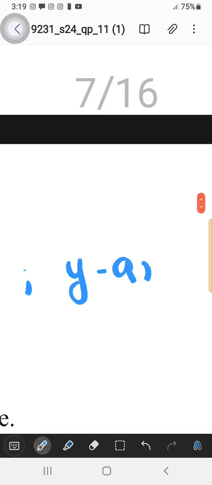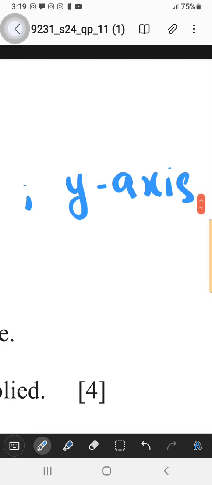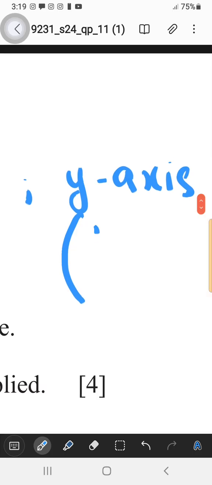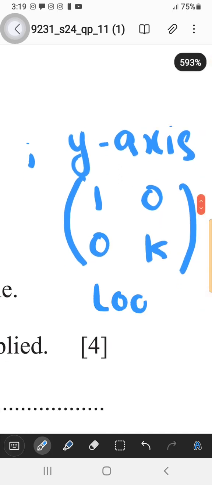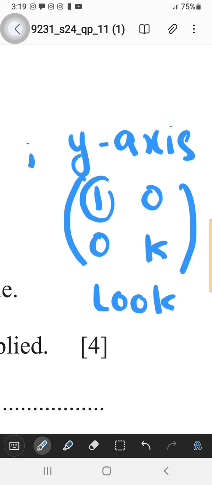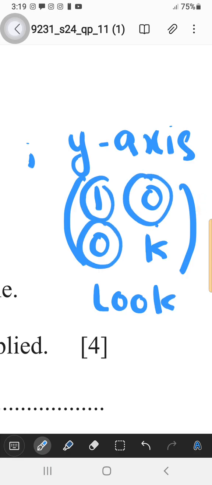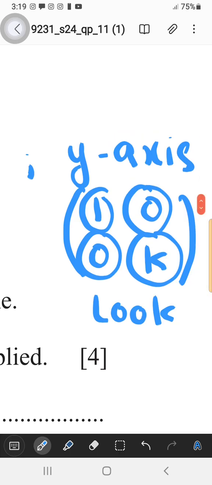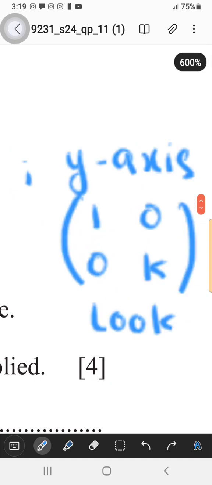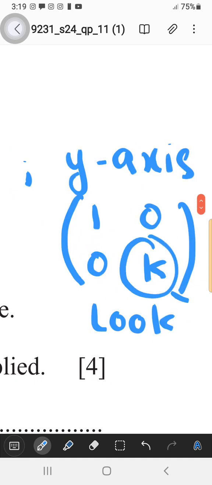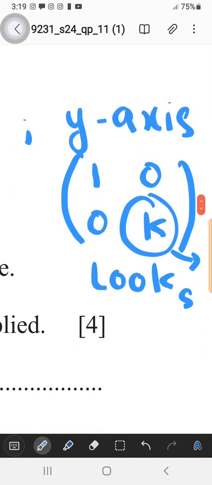While if the stretch is in the y-axis, our bracket will look like this: this is 1, this is 0, this is 0, and this is k. The k is the scale factor or stretch factor, not sketch factor. Okay.